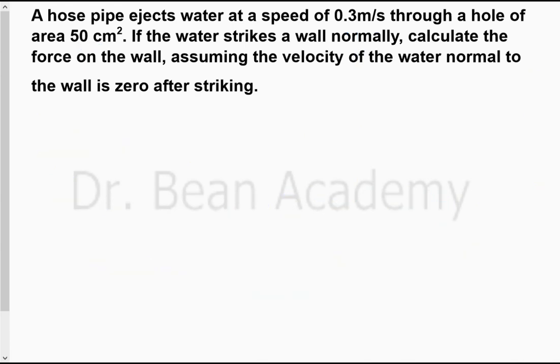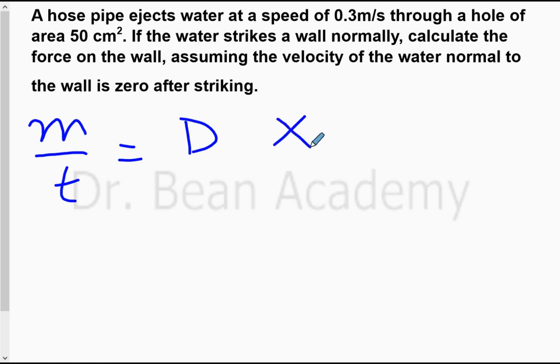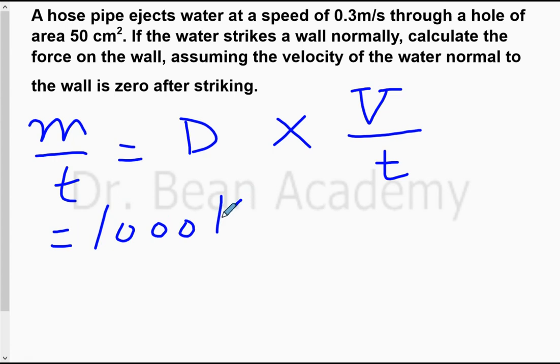So let me write it on another slide. So M over T equals density D multiplied by V over T. And just remember that this V is volume, not velocity. Okay, so the density of water is 1000 kilogram per meter cube, multiplied by V over T, and I have just calculated it.